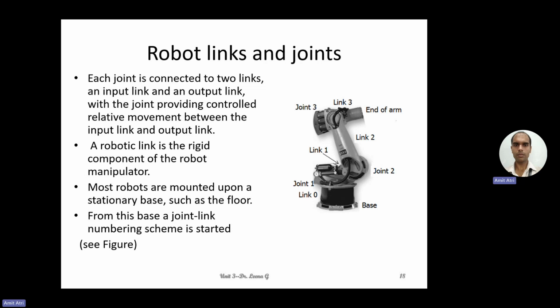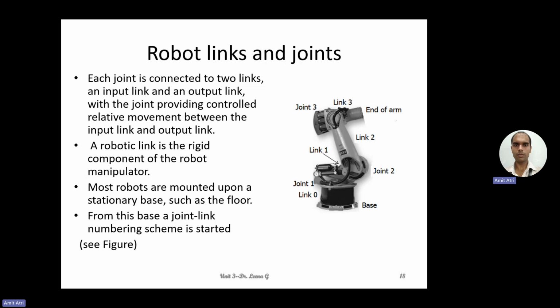Now comparing with the human arm, we have joints like the shoulder joint, elbow joint, and wrist joint. The links are the arm between the shoulder joint and the elbow joint, and the forearm, the section of the human arm between the wrist joint and the elbow joint. Each joint is connected to two links, an input link and an output link, with the joint providing controlled relative movement between the input link and output link.